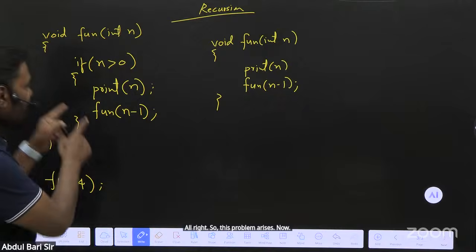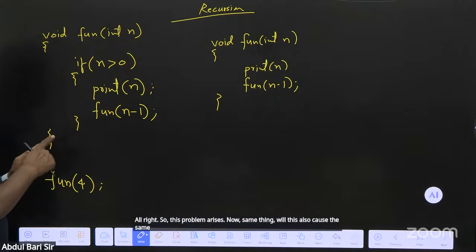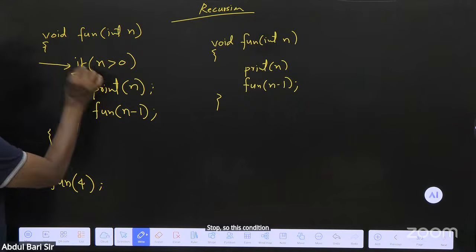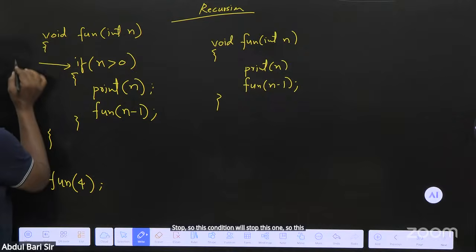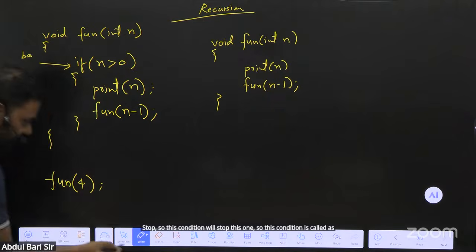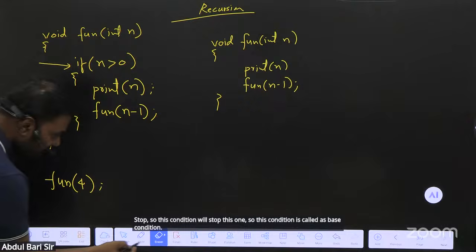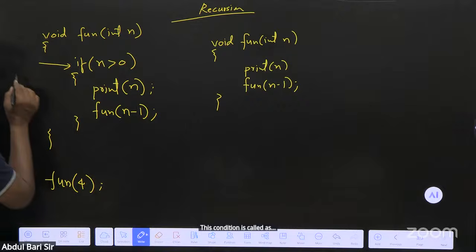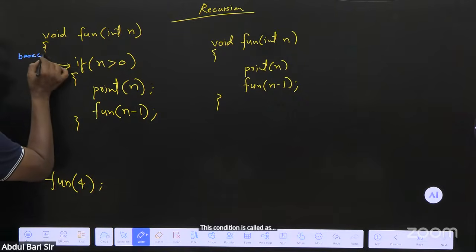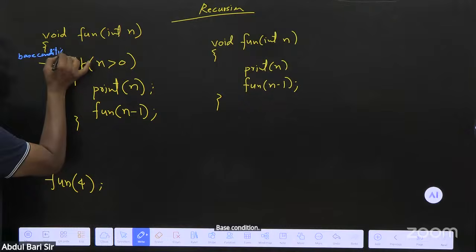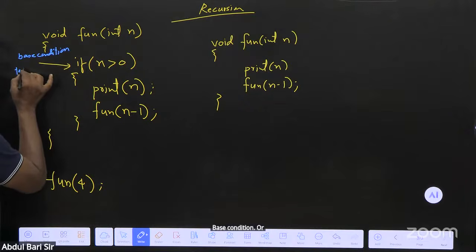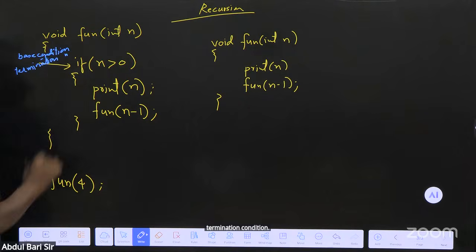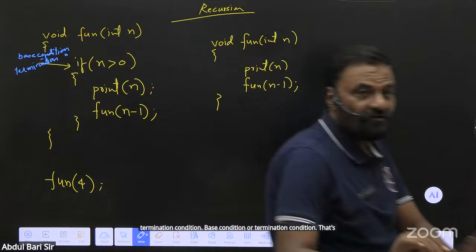Now, will this one also cause the same problem, or will it stop at some point? It will stop. So this condition will stop it. This condition is called the base condition, or termination condition. Base condition or termination condition. That's all. Now I have defined recursion.